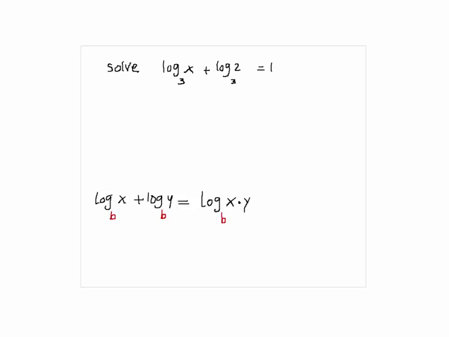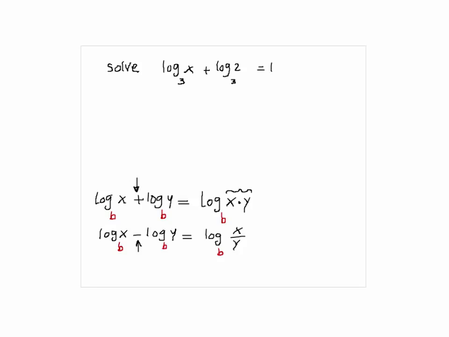That's the first one. Next one, if I have log of x minus log of y, can you guess what that would be? Again, the bases are the same. That would be log of x over y with a base of b. If it's a sum, we multiply them. If it's subtraction, we divide. So these are the two properties that we need to know.